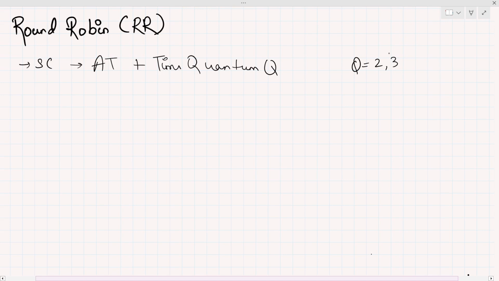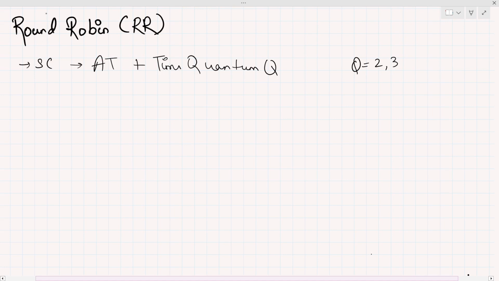So we have to execute the process according to the time quantum. If it says 2, it means we have to execute a process for 2 units of time. If the time quantum is 3, then we have to provide the CPU to a process for 3 units of time. Whatever the time quantum is, we assign the CPU only up to that amount of time. So this is our scheduling criteria.